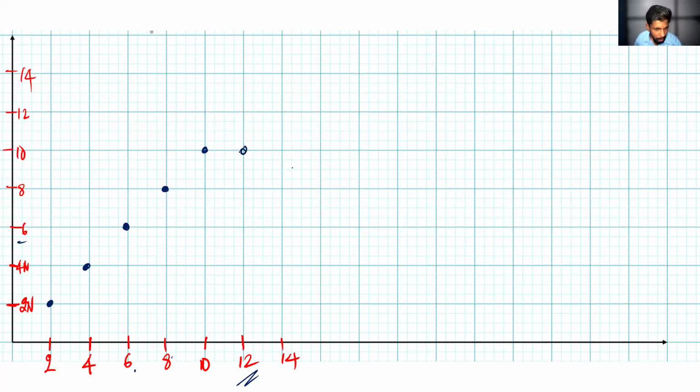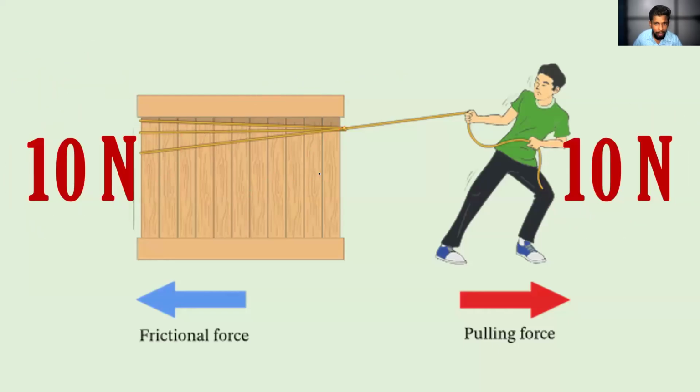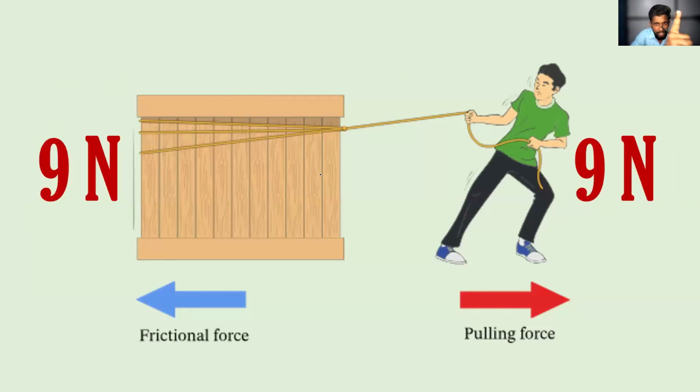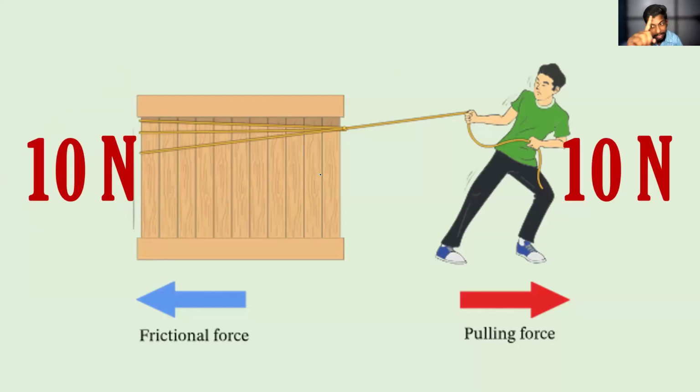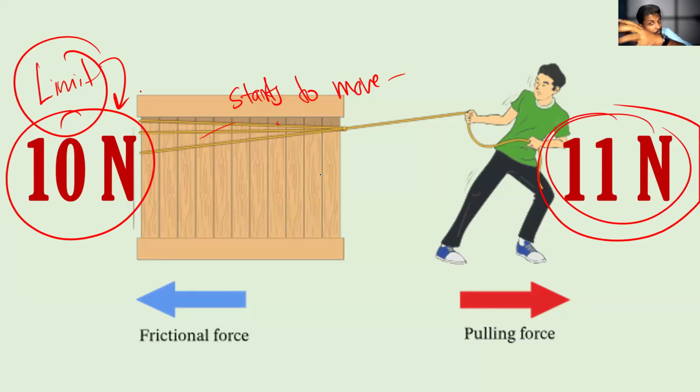Yes, because you may remember, right? When I'm applying 9 Newton, frictional force was 9. But when I'm applying 10 Newton, the frictional force was also 10 Newton. Object still didn't move. Now what will happen? I'm going to increase the force up to 11 Newton. When I am applying 11 Newton, the frictional force cannot increase up to 11 Newton because it has a limit, that is 10 Newton. So beyond that 10, the frictional force cannot be increased.